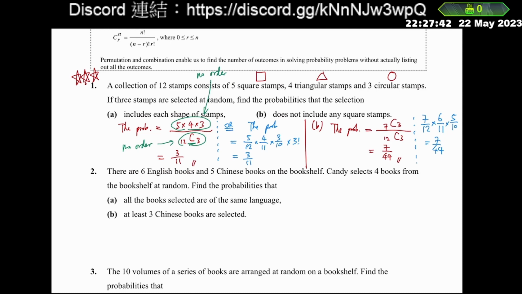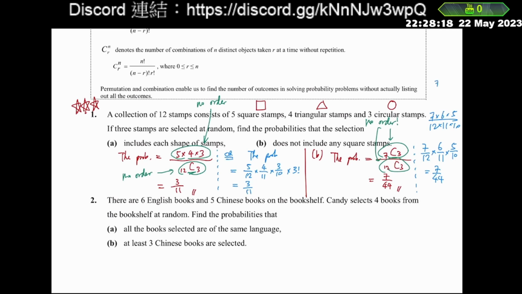While for part B, we have something similar. Also, we can see this is C and C, therefore both are no order. And so it is okay. While for the alternative one, the blue steps for finding probability, this is probability multiply probability multiply probability. We can interpret it as 7 times 6 times 5 over 12 times 11 times 10. Or if we put it into the symbol for nPr, then this is indeed 7P3 over 12P3.